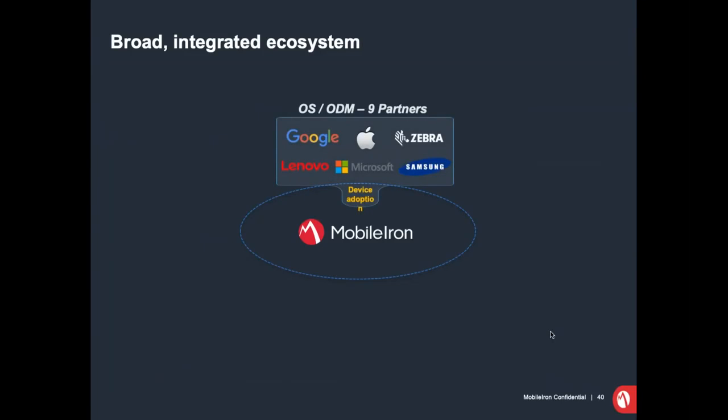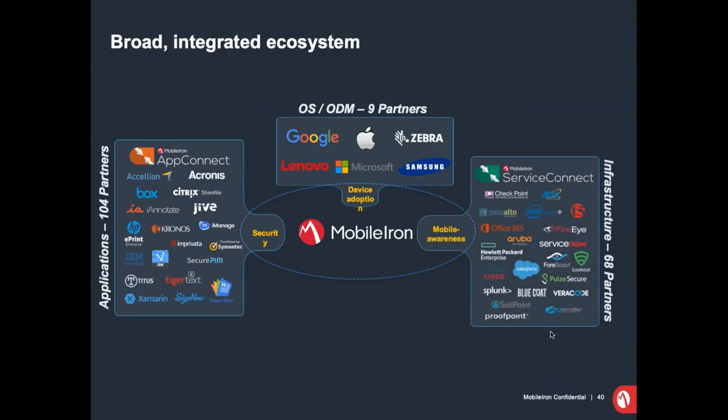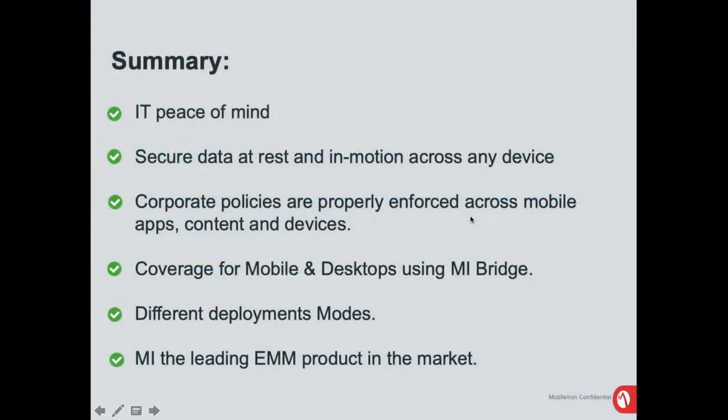So MobileIron has a very huge ecosystem of partners. It is integrable with Google, Apple, and you can see a couple of other partners over here. For MobileIron AppConnect, you have Accellion, Acronis, etc. And then it has a couple of other integrations for the ServiceConnect as well, right? Such as Blue Coat, Splunk, etc. Right? So it's an EMM vendor with full security certifications such as FedRAMP, FIPS 140-2, and a couple of other important certifications as well, making it highly reliable, right?